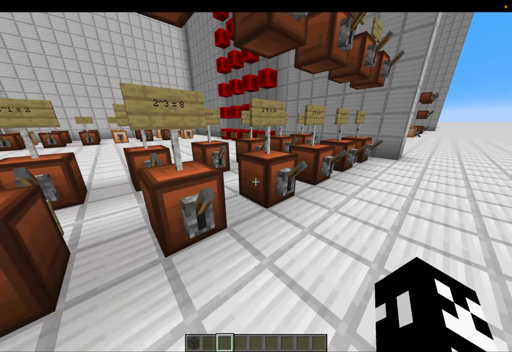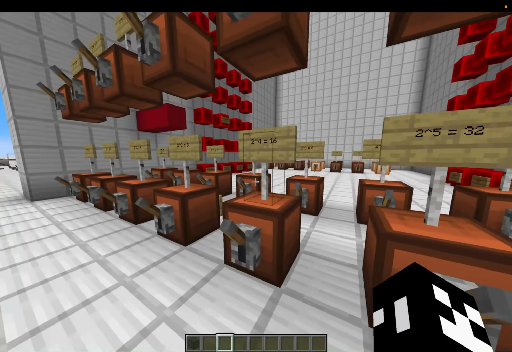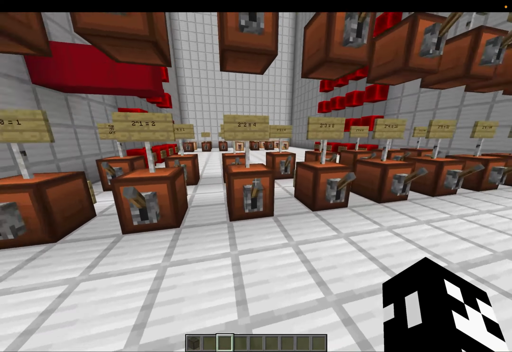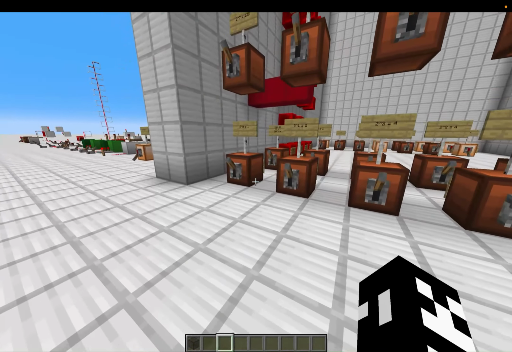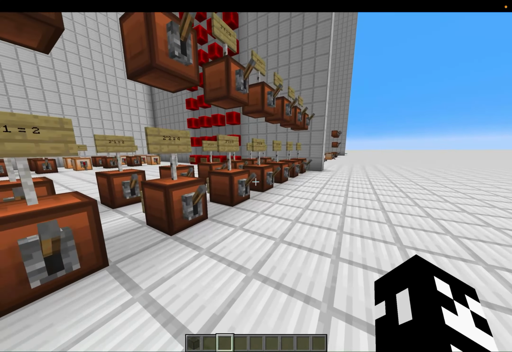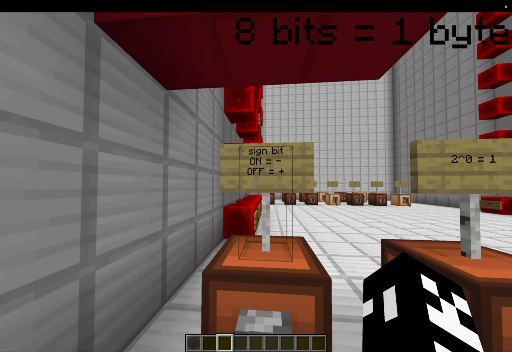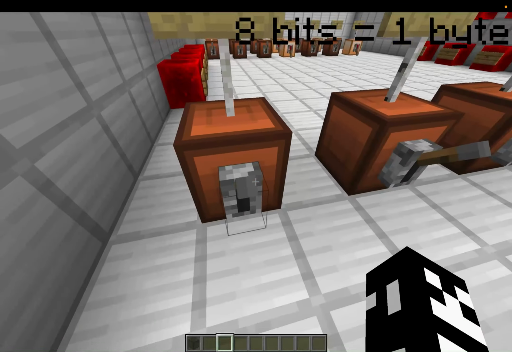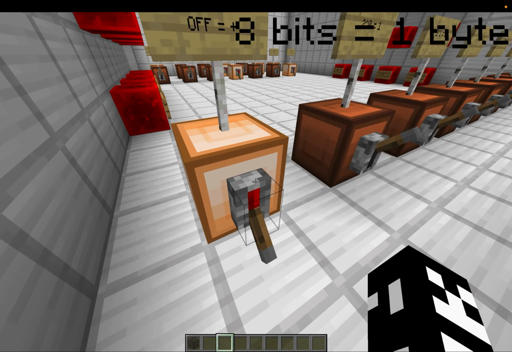Now let's move to negative numbers. How do we represent negative numbers? We will lose 1 bit, so here we have 8 bits. And in computer science, 8 bits is a byte. And we lose 1 bit because it will represent if the number is negative or positive. So if this is on, this is negative.